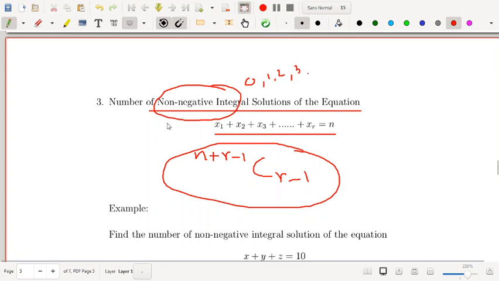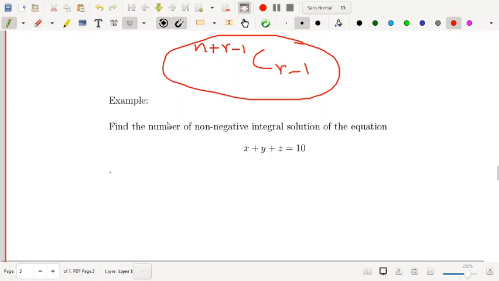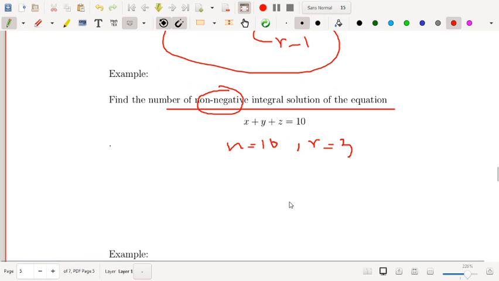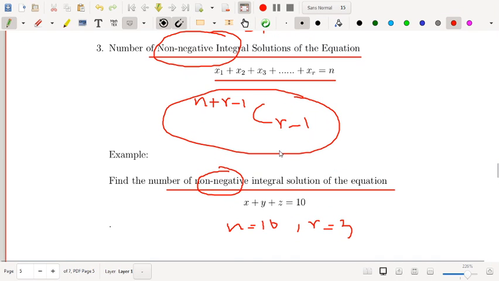This is also a very important application. So let's have a problem on that. Now, after knowing the formula, you can easily solve this problem. Find the number of non-negative integral solutions of the equation x plus y plus z equal to 10. Since the solutions are non-negative, empty boxes are allowed, which means 0 can be a solution of that equation. Now n is 10 and r is 3. You have 3 variables.